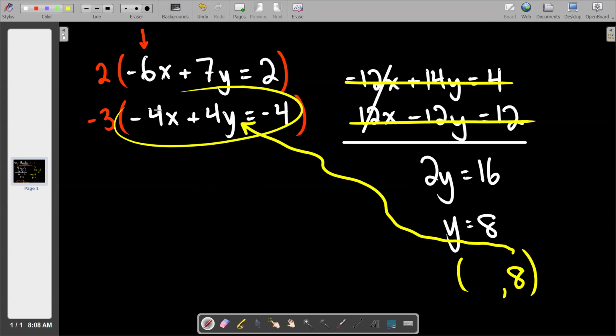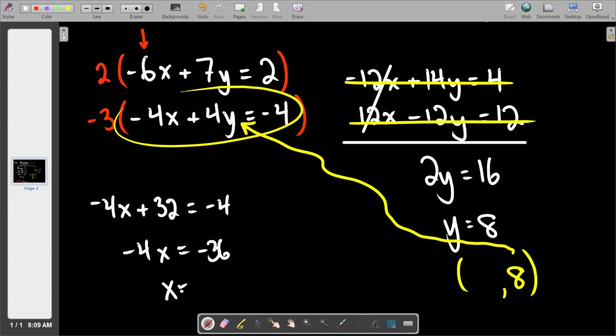What is my new bottom equation going to say when I plug in that 8? Right. And then we do our thing. Subtract 32 from both sides. You get -4x equals -36. Divide, you get x equals 9. Plug that sucker in. Done.